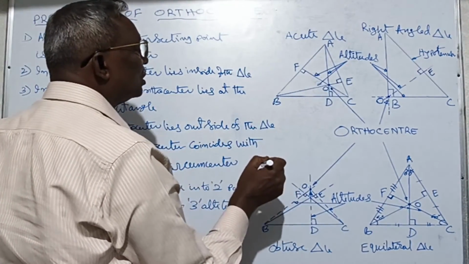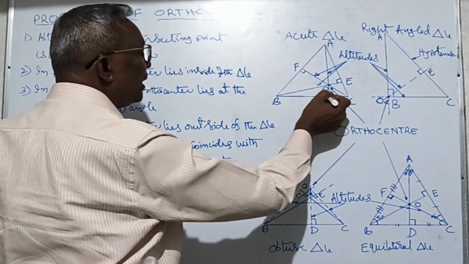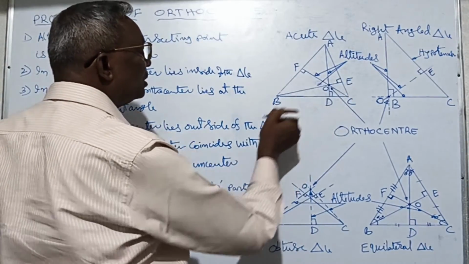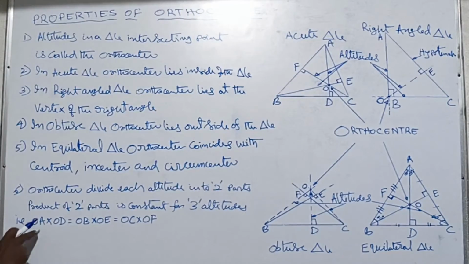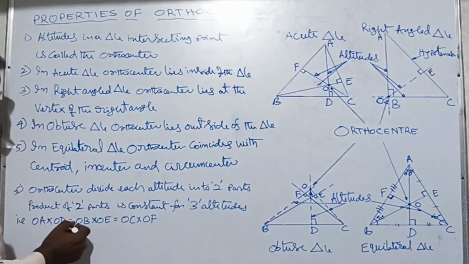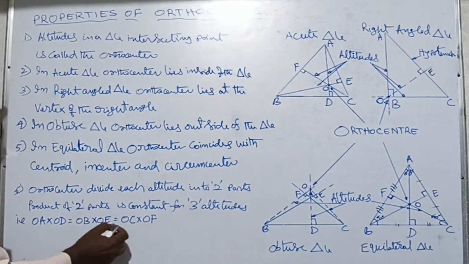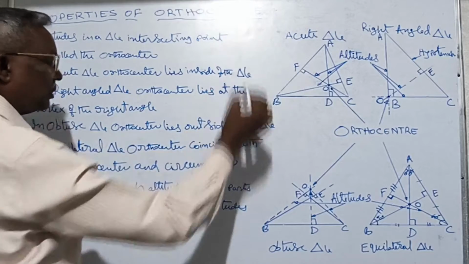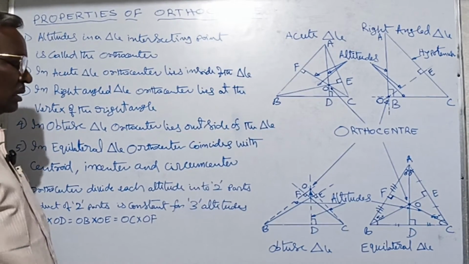Product of 2 parts, that means OA into OD is equal to OB into OE is equal to OC into OF. These are the properties of the orthocenter.